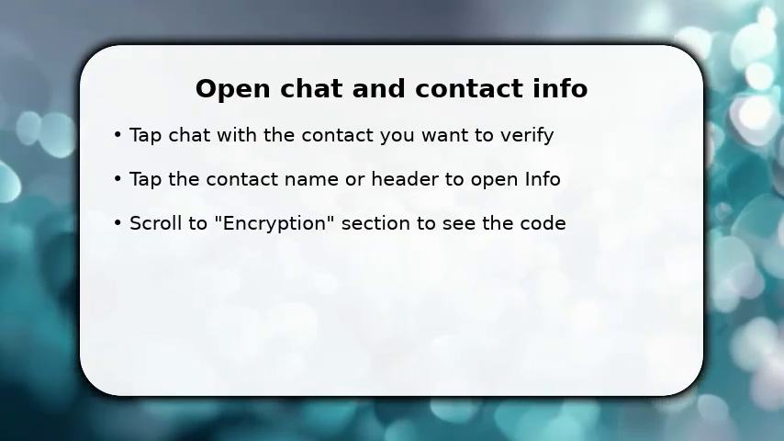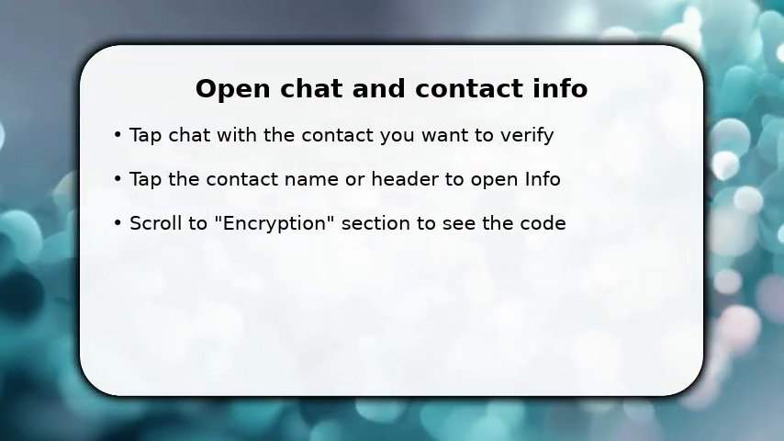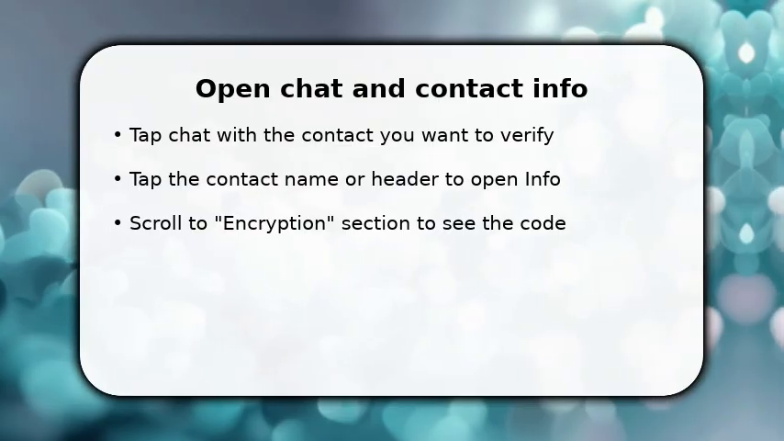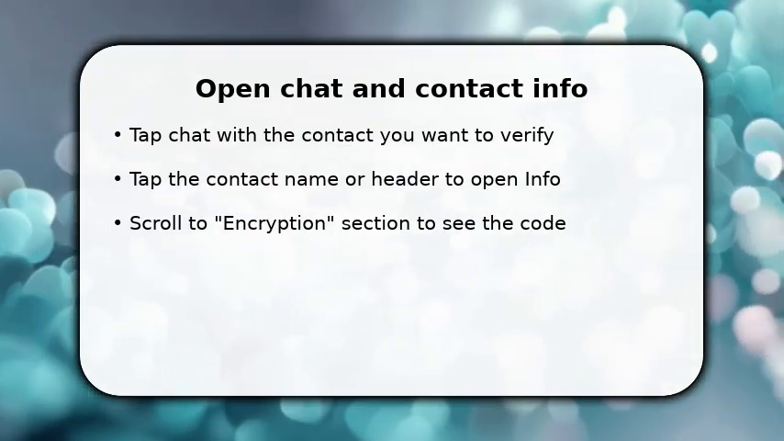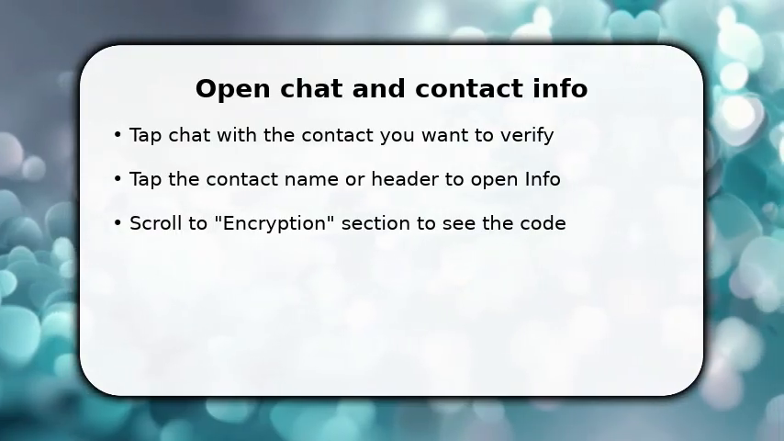You start inside the chat with the person whose security code you want to check. Tap their name at the top to open contact info. This reveals settings and the encryption line. Once you see encryption, you're ready to access the code.